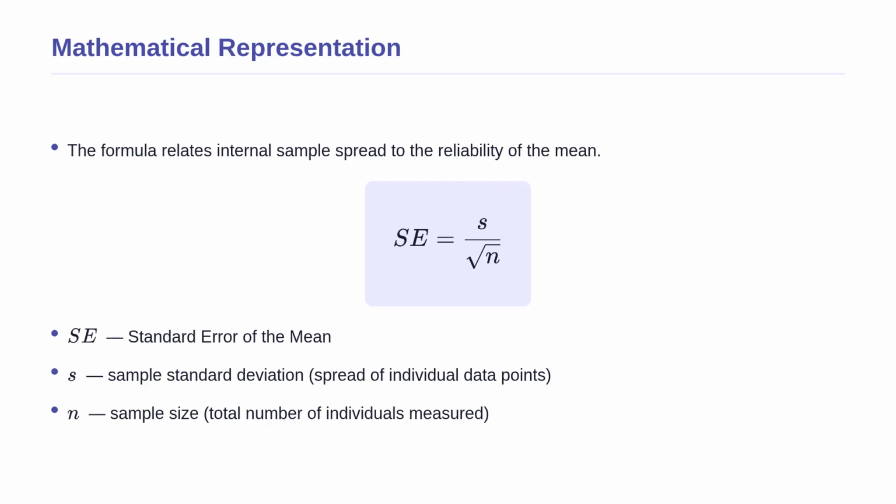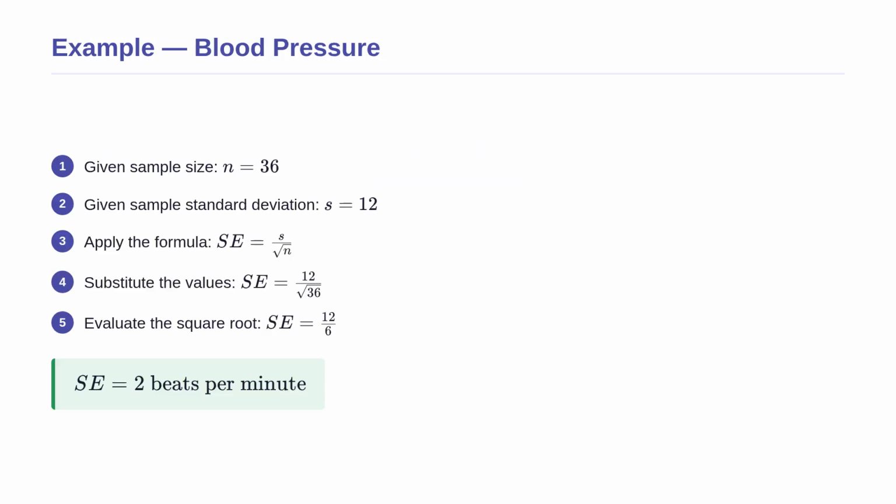Before we move on, let us see this with a concrete example. A cardiologist wants to estimate the average resting heart rate of patients at her hospital. She takes a random sample of 36 patients. She finds that the sample standard deviation of their heart rates is 12 beats per minute. We need to calculate the standard error of the mean.